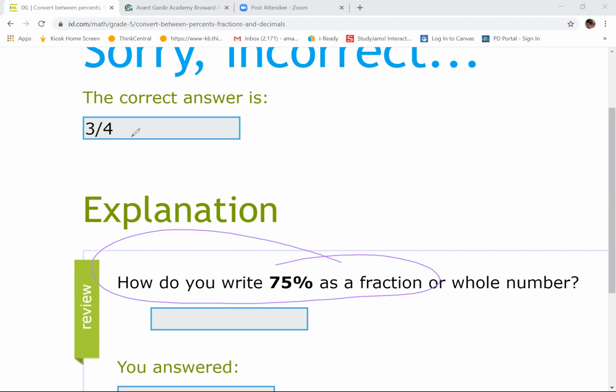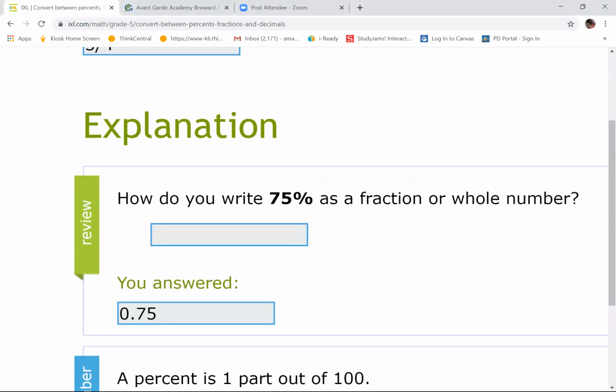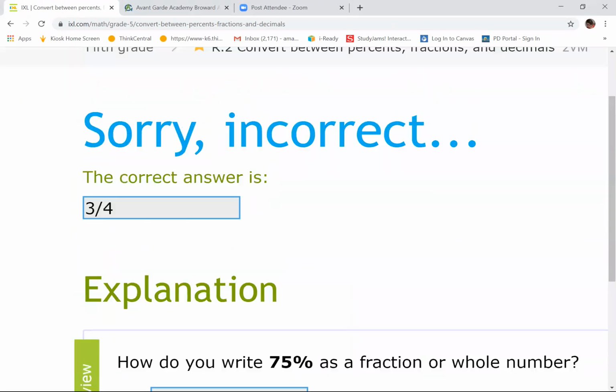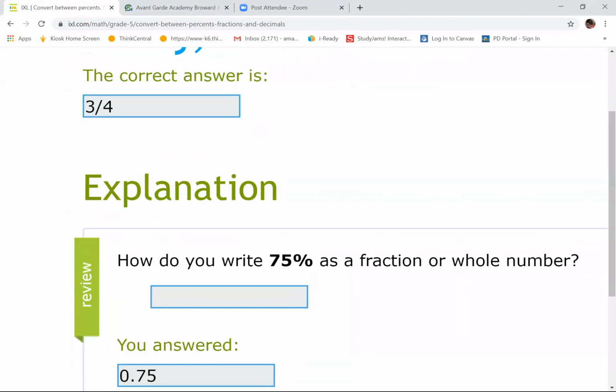So how do you write it as a fraction? Well, let's take a look. I'm so glad I made this mistake. I answered 75%, which is not a fraction. So let's think about it. Let me go back. Where's my question? Here it is.